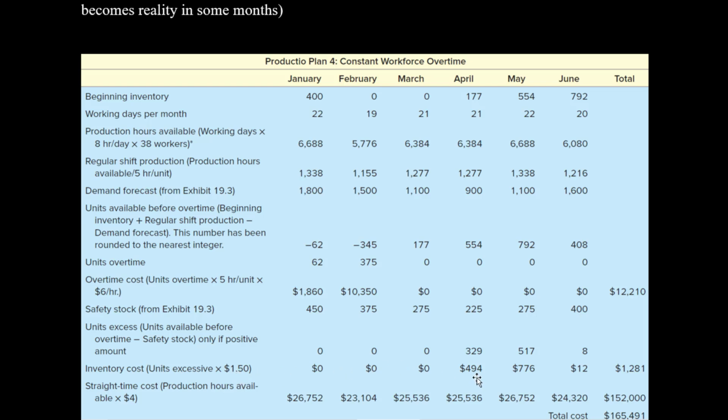So overall, you will have an overtime cost of 12,210, an inventory carrying cost of 1281, and your total overall cost will be 165,491.